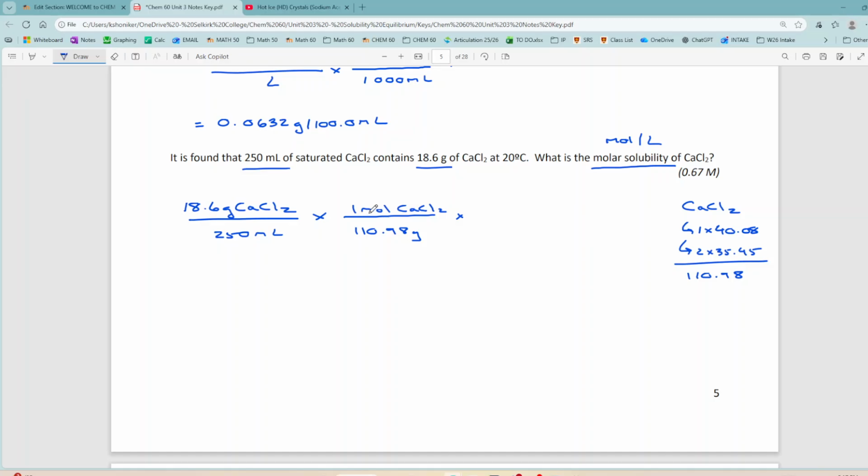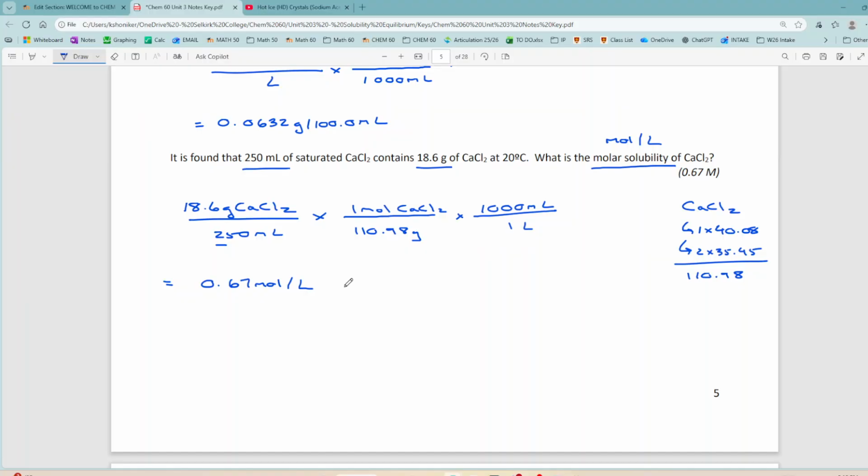Then now I'm in moles per milliliter, and I want to go moles per liter. So then I'm going to say that 1,000 milliliters makes up 1 liter. So now I will be in moles per liter. So into my calculator, I'm going to put 18.6 divided by 250, divided by 110.98, and then times by 1,000, which is going to give me 0. Now I was limited by the 2 sig figs there, so 0.67 moles per liter would be the molar solubility.